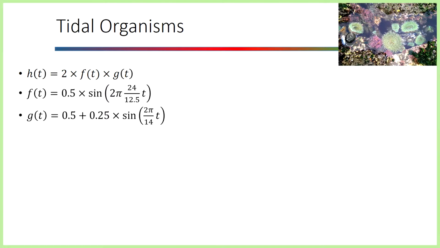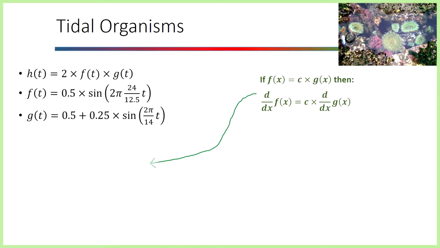All right, let's start by remembering those really important rules that we just derived. First, we can see that h of t is equal to a constant times the other two functions. So we'll use our rule for multiplying by a constant, which tells us that if f of x equals c times g of x, then the derivative of f of x equals c times the derivative of g of x. This allows us to write that the derivative of h of t will be equal to 2 times the derivative of f of t times g of t.